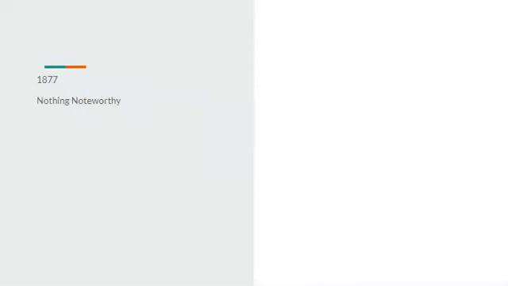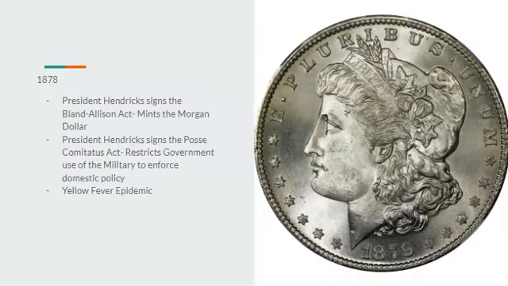In 1877, there is nothing noteworthy. 1878, President Hendricks would sign the Bland-Allison Act, which would mint the Morgan dollar. President Hendricks would also sign the Posse Comitatus Act, which would restrict the government use of the military to enforce domestic policies. And we would also see a yellow fever epidemic.